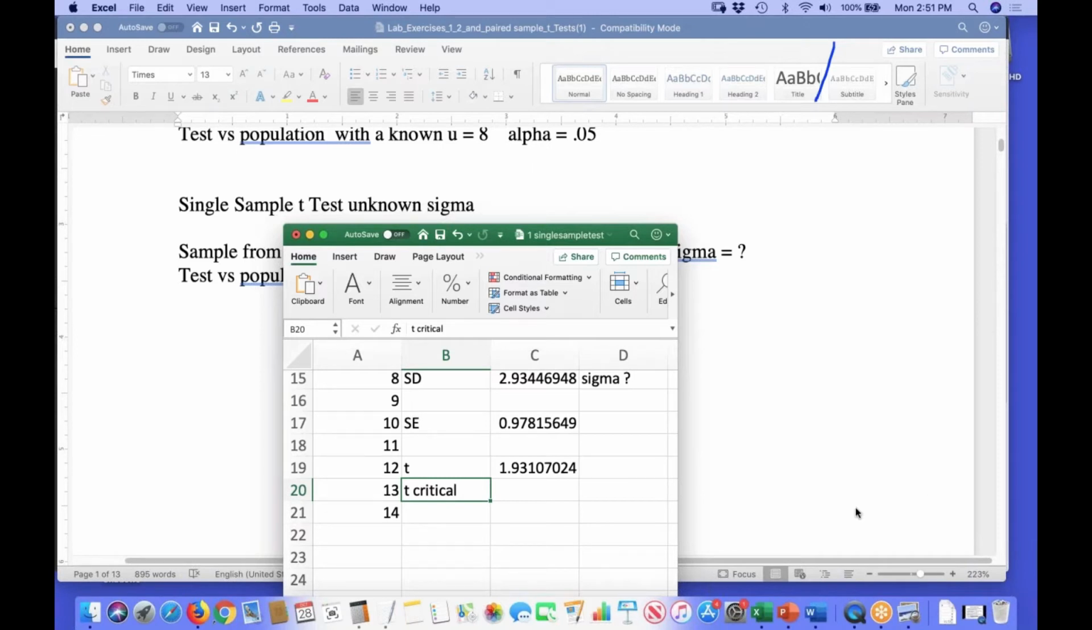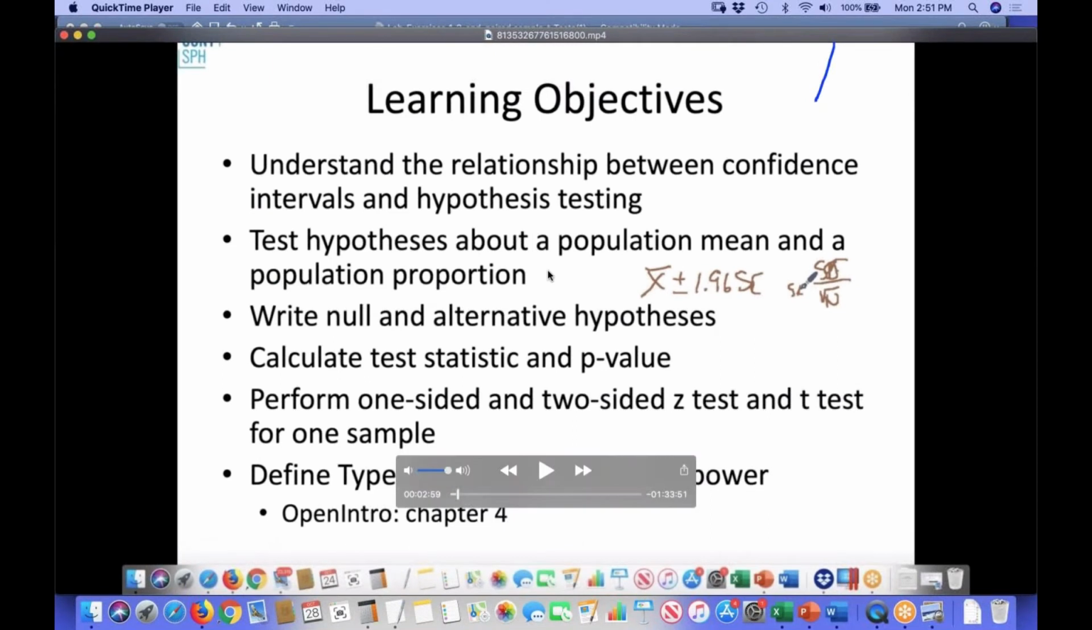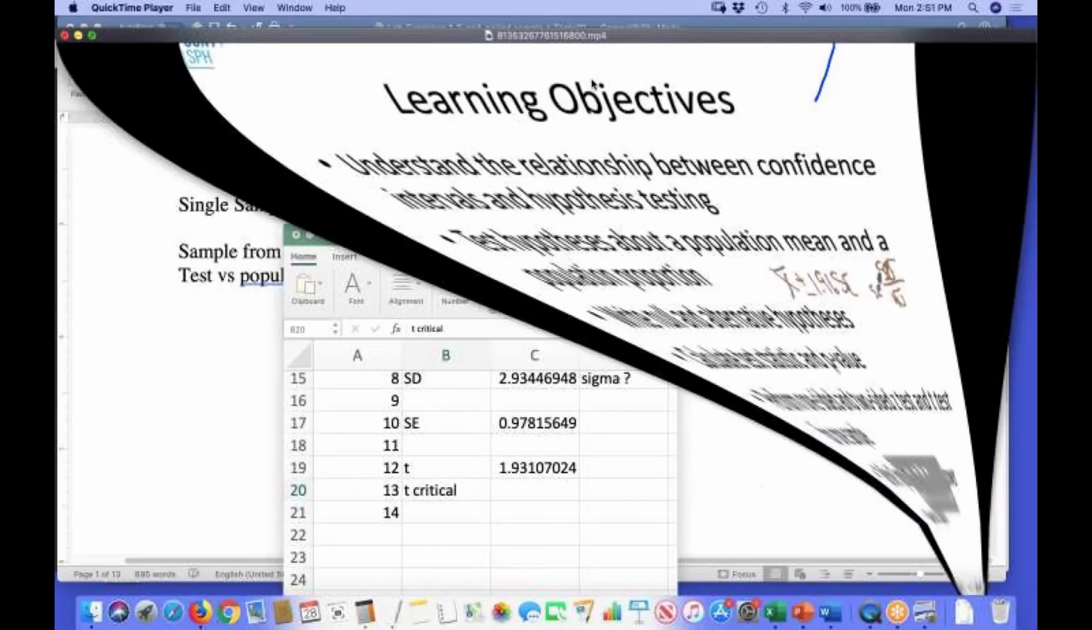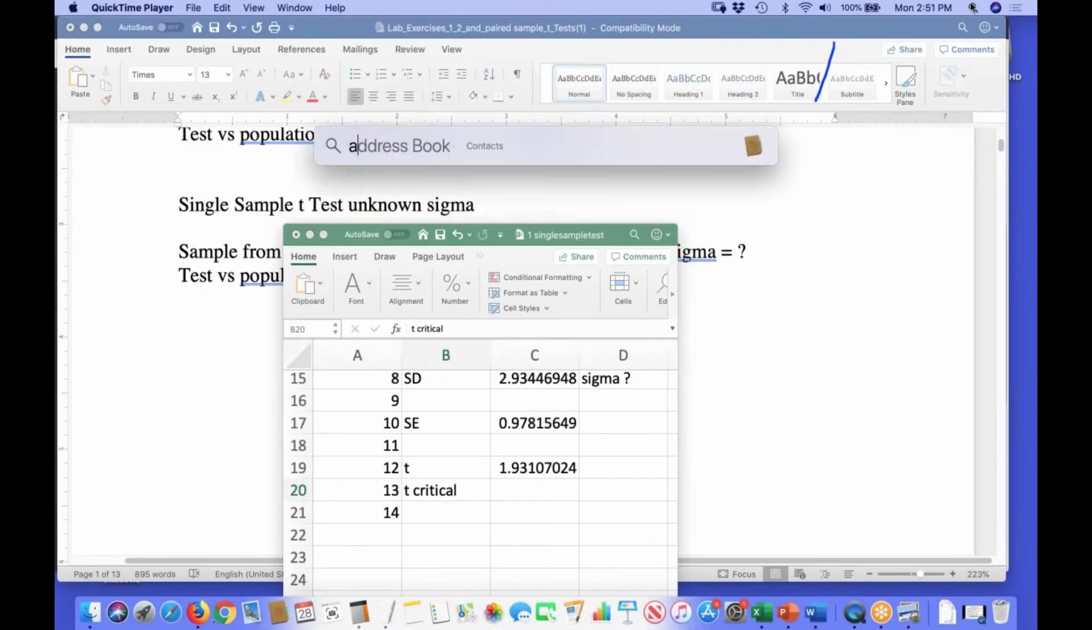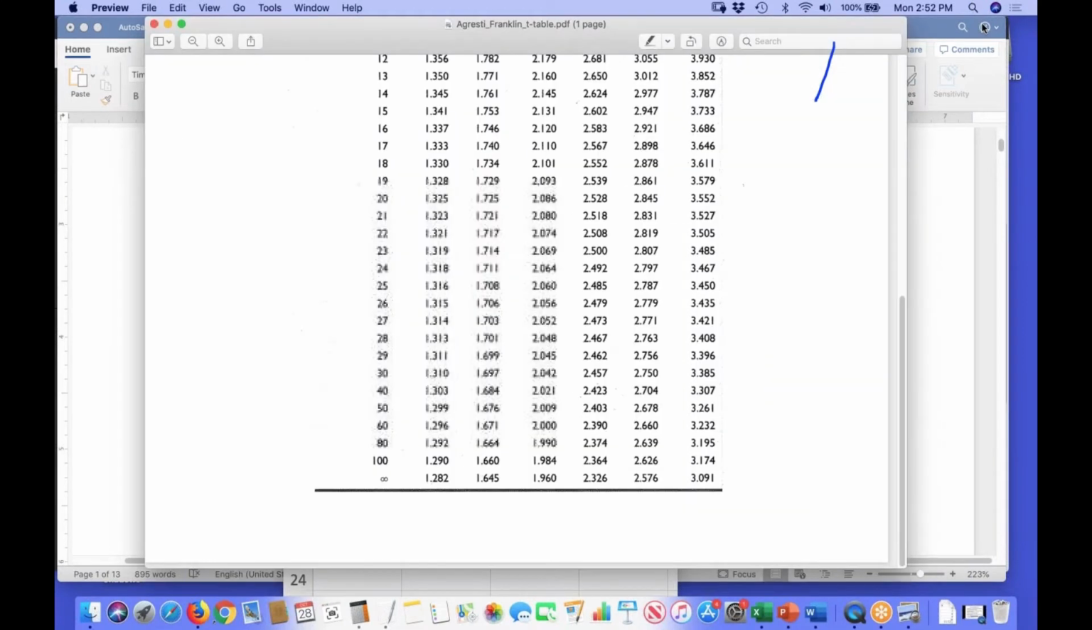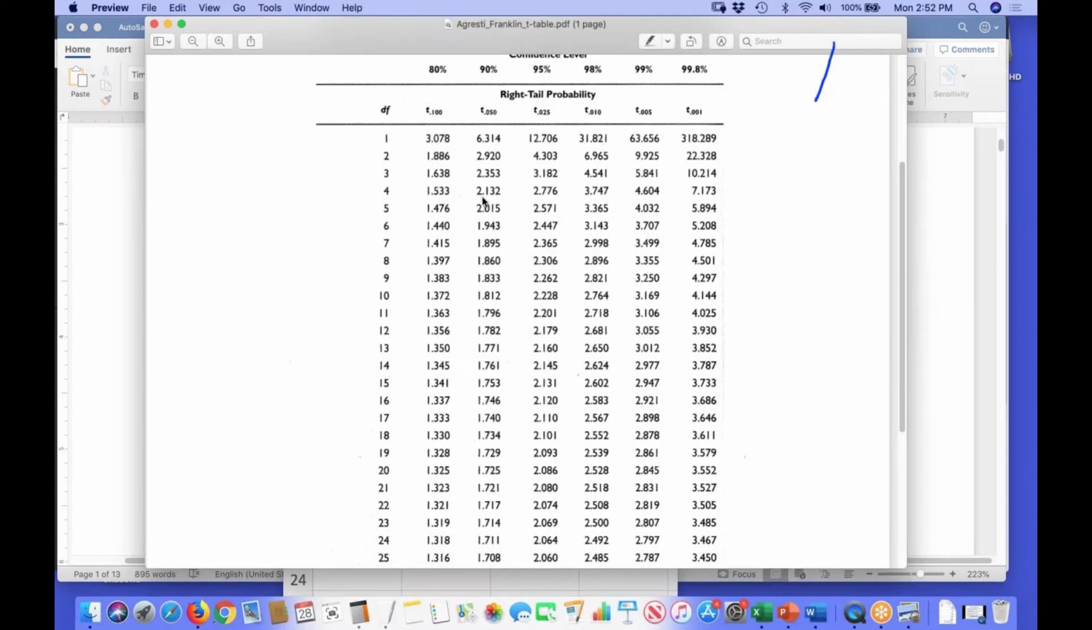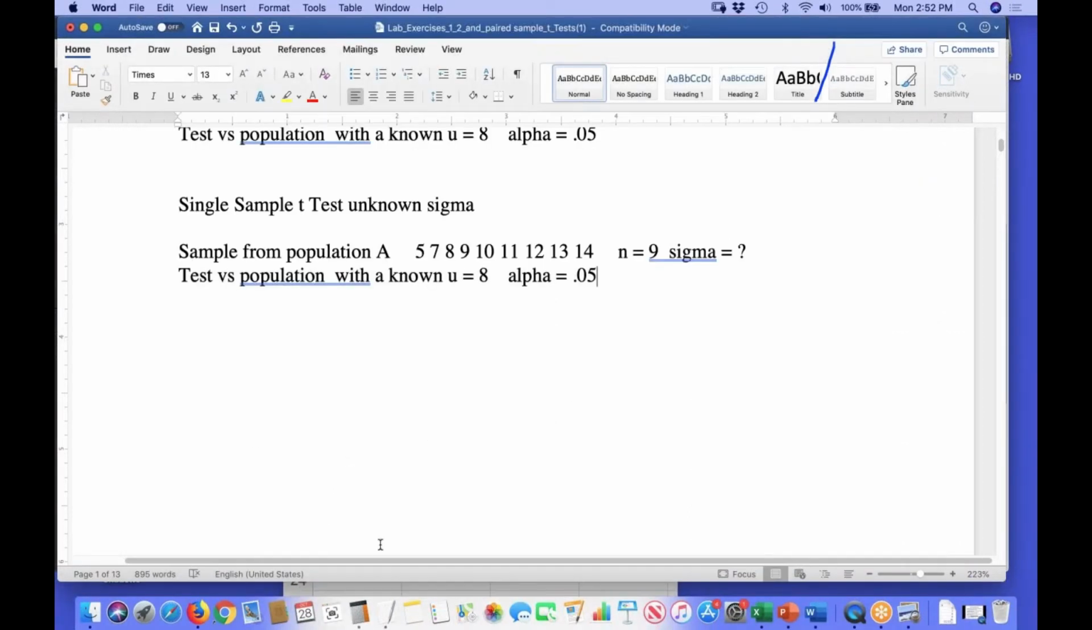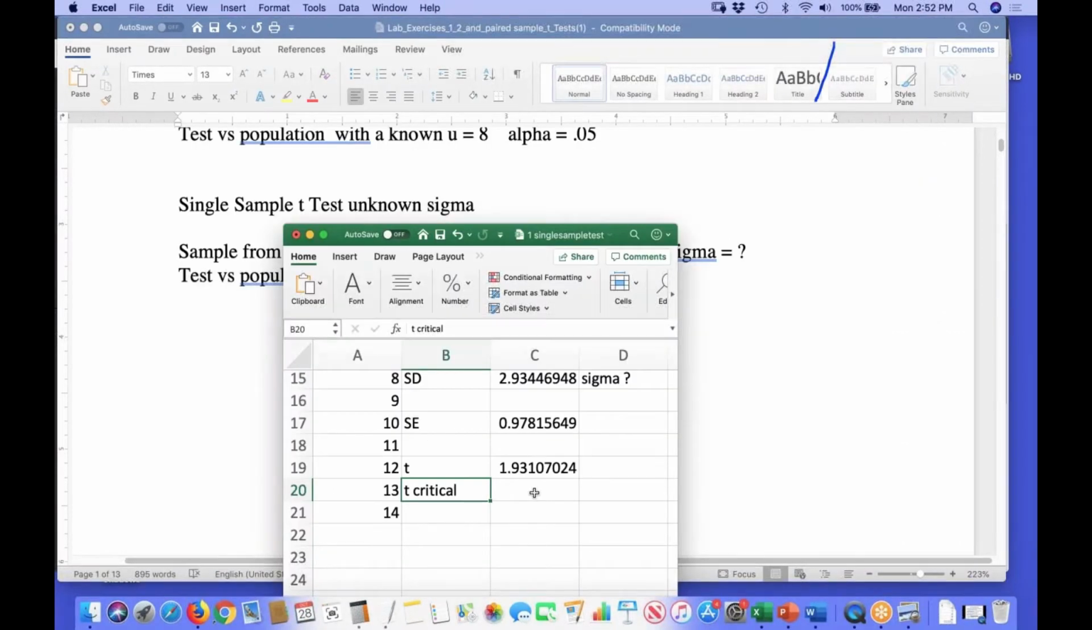So let's go take a look at Agresti again, if I still have it open. Nope. I'm gonna have to dig it up again. Okay, here we go. So for a sample size of 9, 8 degrees of freedom, our critical value of T is 2.306. So our T critical is 2.306.